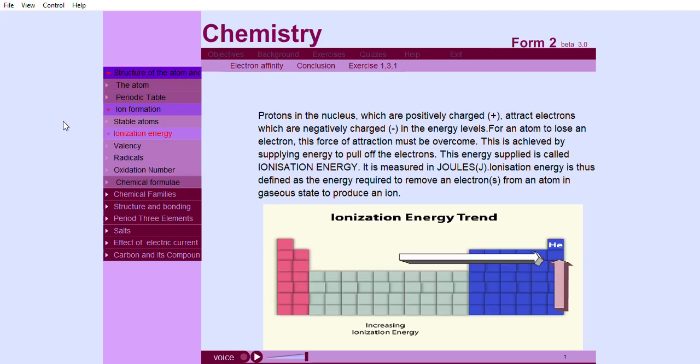Protons in the nucleus, which are positively charged, attract electrons which are negatively charged in the energy levels. For an atom to lose an electron, this force of attraction must be overcome. This is achieved by supplying energy to pull off the electrons. This energy supplied is called ionization energy. It is measured in joules. Ionization energy is thus defined as the energy required to remove an electron or electrons from an atom in gaseous state to produce an ion.